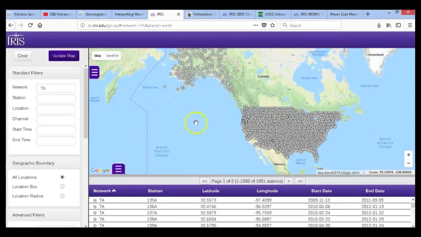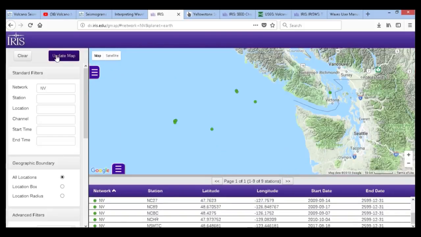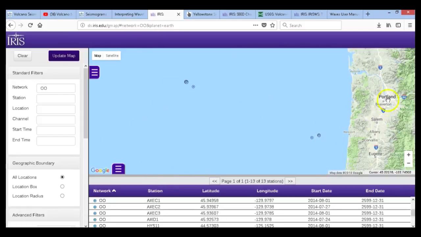And here is network TA that literally covers the entire United States in a sort of grid pattern, with 1,891 stations. The US network covers a large majority here as well. I believe the US network is the ANSS project. Another example is the current study of the Cascadia subduction zone off the coast of northern Washington, the NV network, and off the coast of Portland, Oregon, the OO network. So, two ends of the Cascadia subduction zone, two areas.